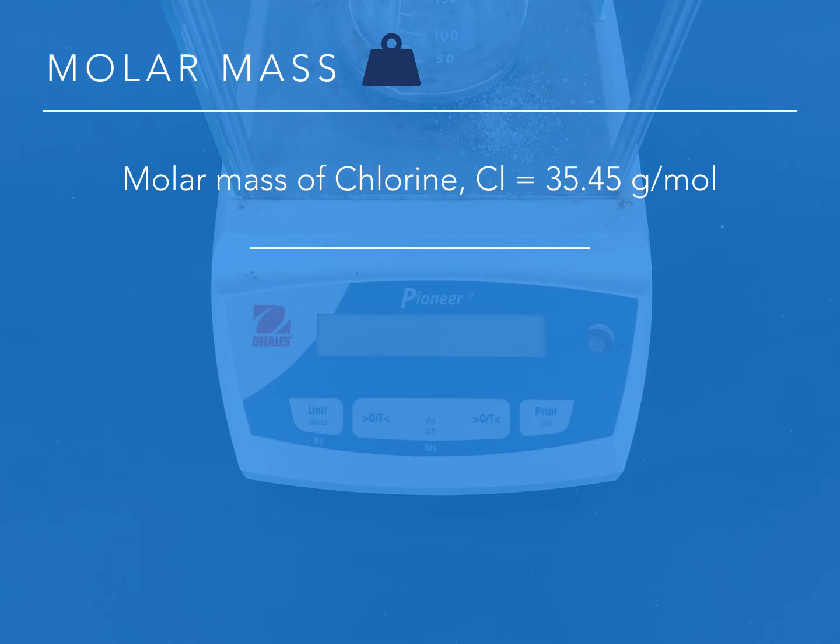For multi-elemental compounds, the molar mass is equal to all the elements' atomic masses added up. To give an example, the molar mass of water, or H2O, is hydrogen's atomic mass times 2, since there are 2 hydrogen atoms, plus oxygen's atomic mass, making water's molar mass 18.02 grams per mole.